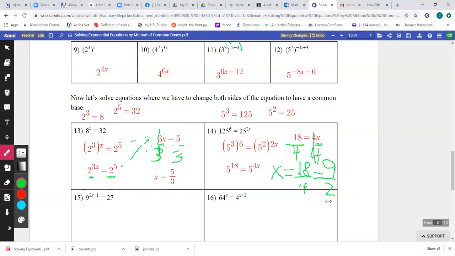But if you leave 18 over 4 on a test or something, I won't mark it off. Or actually, I think this next test is multiple choice. So yeah, it's probably going to be the simplified form. Okay. Any questions on those two?